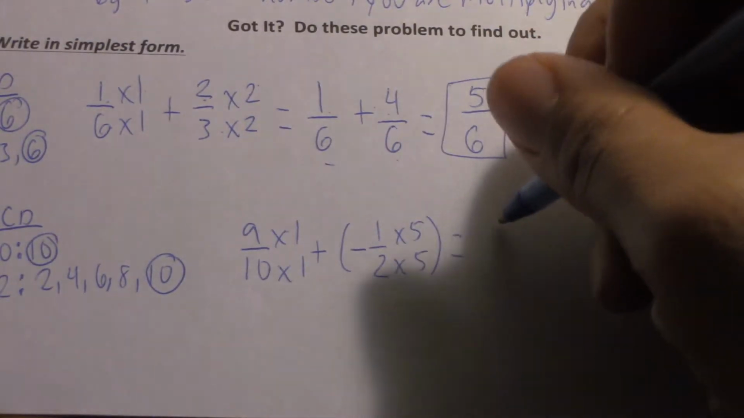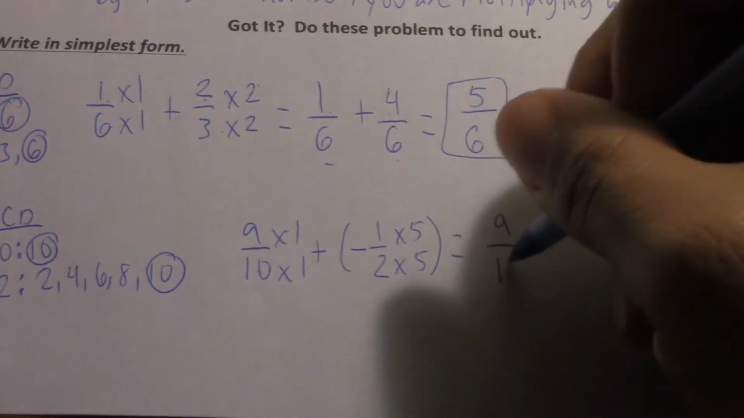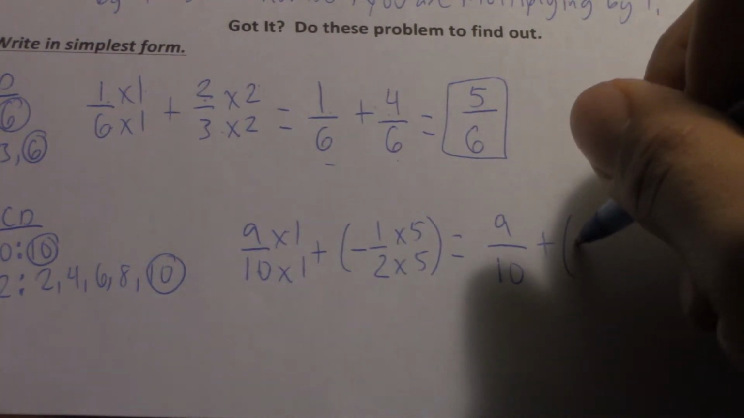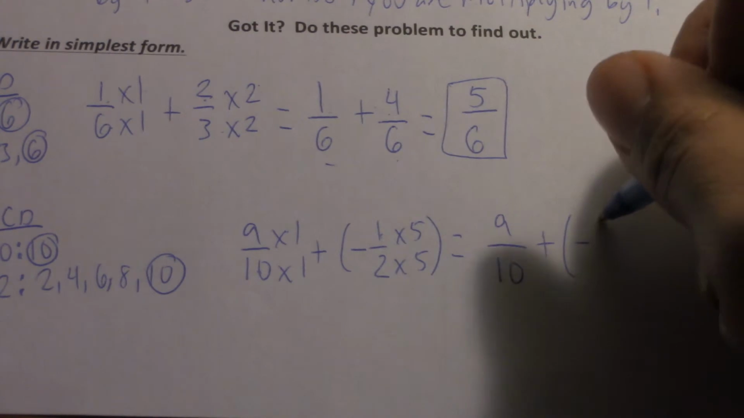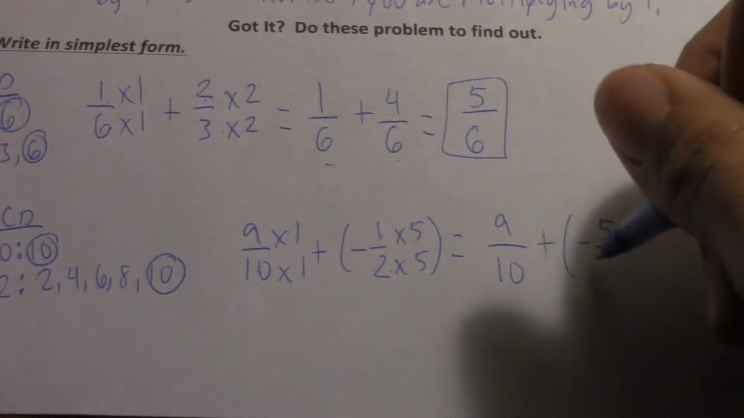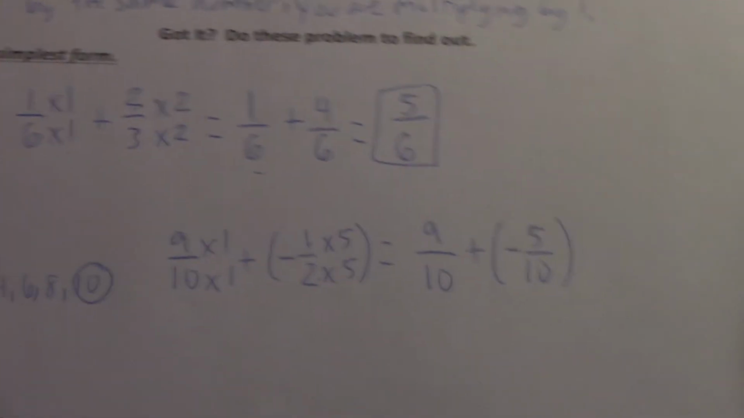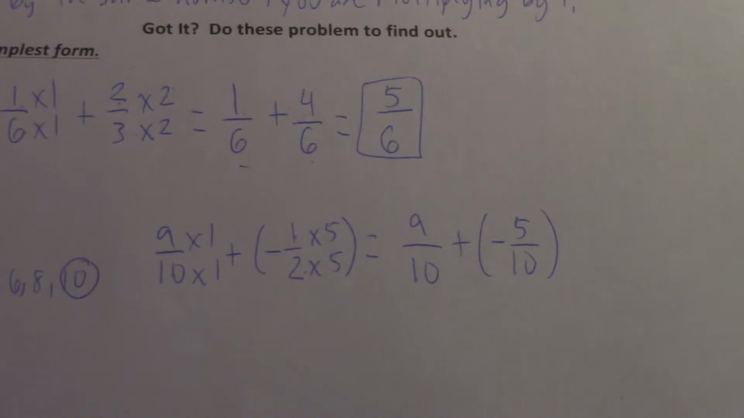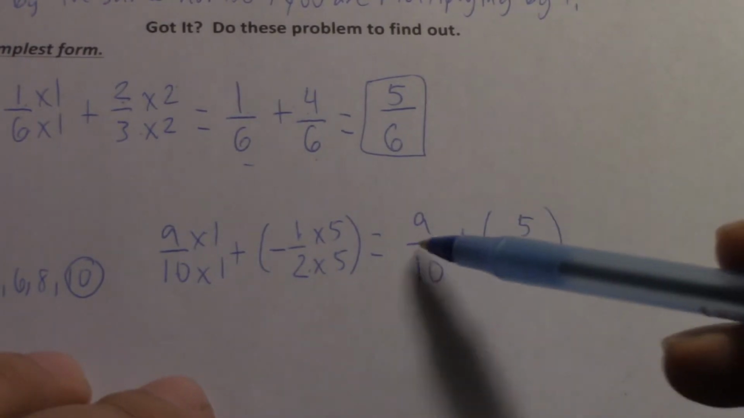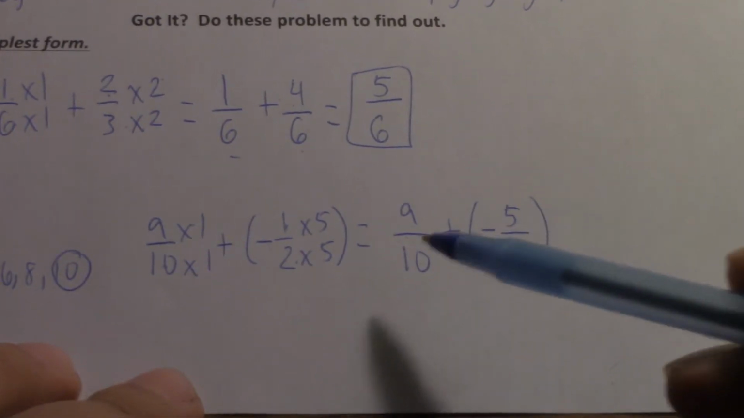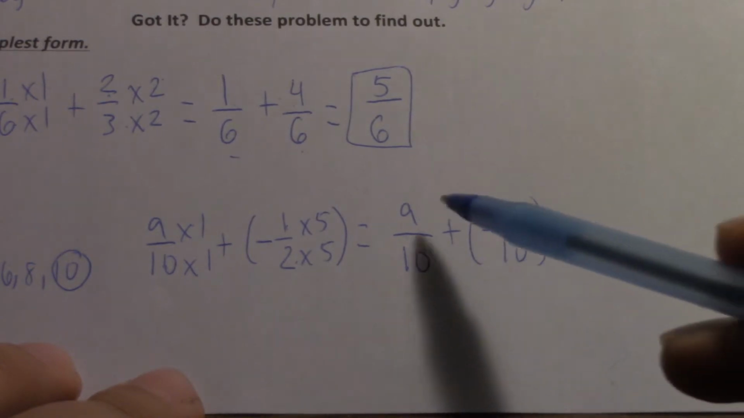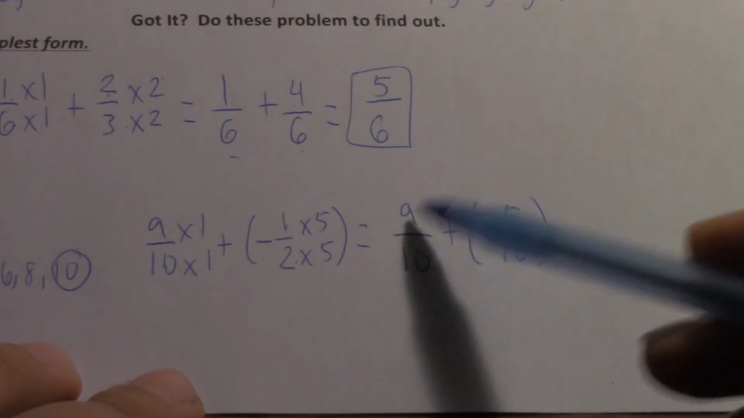9 times 1 gives me 9. 10 times 1 gives me 10. Plus -1 times 5 gives me 5. 2 times 5 gives me 10. All right, so remember all those problems we did yesterday where we were adding and subtracting integers? Well, the reason why we did all that is because we need to know how to add and subtract integers for these types of problems. So yes, I understand we are working with fractions, but because we have common denominators, we're only going to be adding and subtracting what's in the numerator.